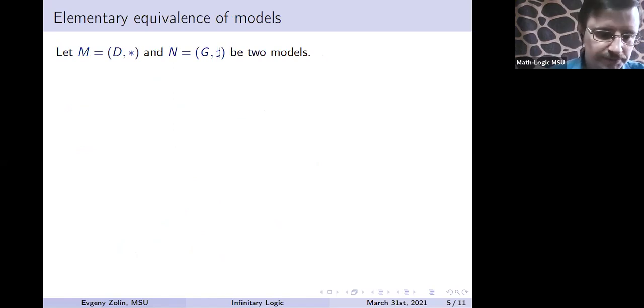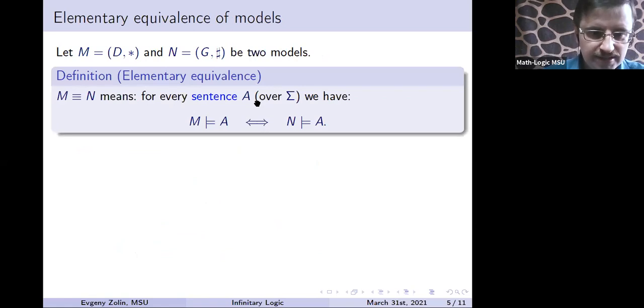We have two models, M and N. We say that they are elementary equivalent if the same sentences of our signature are true in them. So for every sentence, it is true in M if and only if it is true in N.